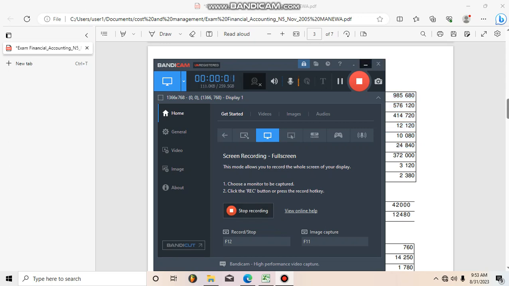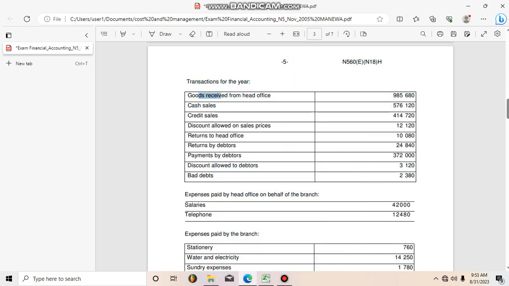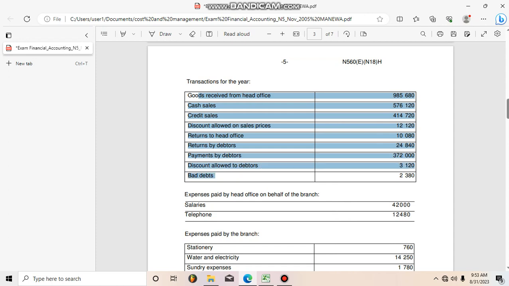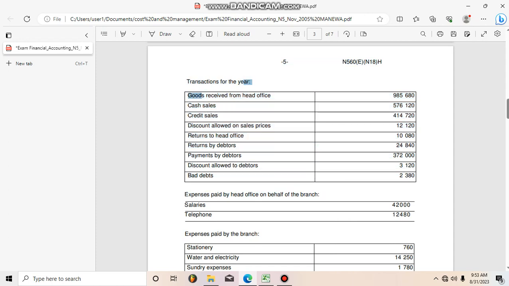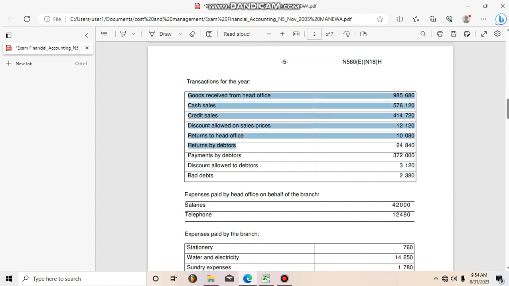So which means all the items that appear here are the items that took place during the year. Yes, that took place during the year. So family, we're going to take this into consideration. All the items that have been given there, we're going to take them into consideration.